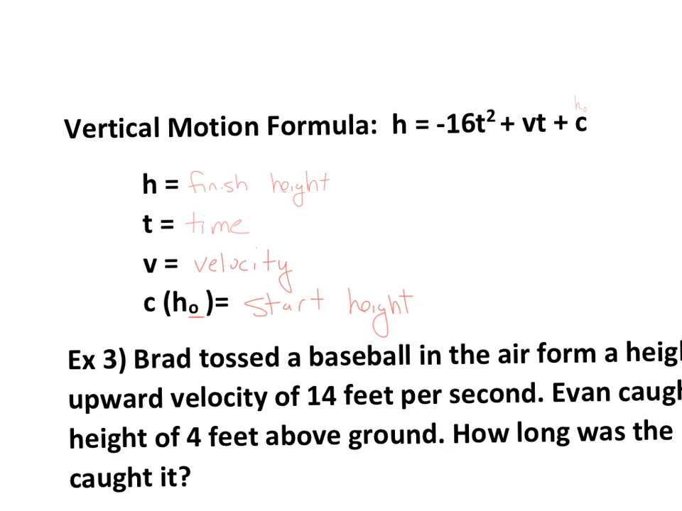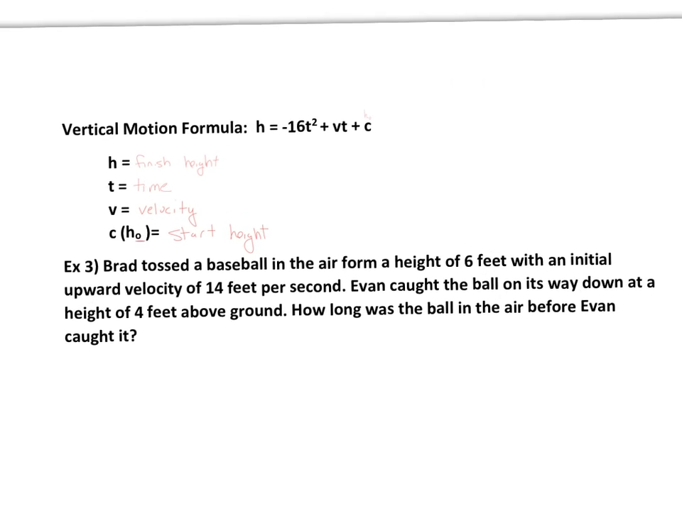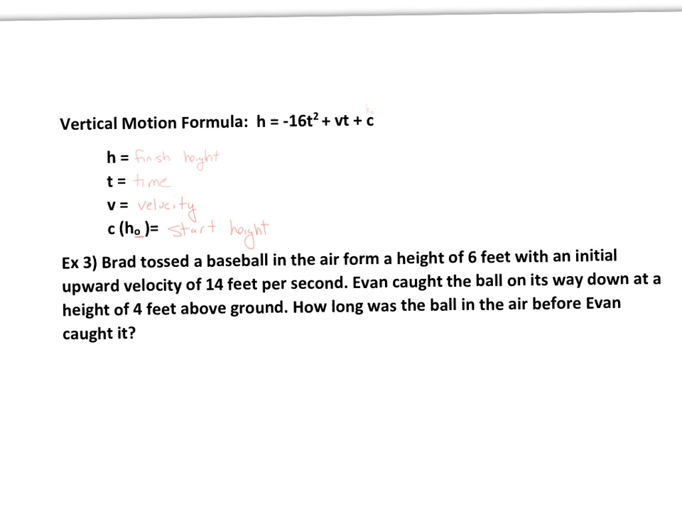Your start height. All right, so Brad tossed a baseball in the air from a height of 6 feet with an initial upward velocity of 14 feet per second. Evan caught the ball on its way down at a height of 4 feet above ground. How long was the ball in the air before Evan caught it? All right, so now the question is asking us how long. That is your T.